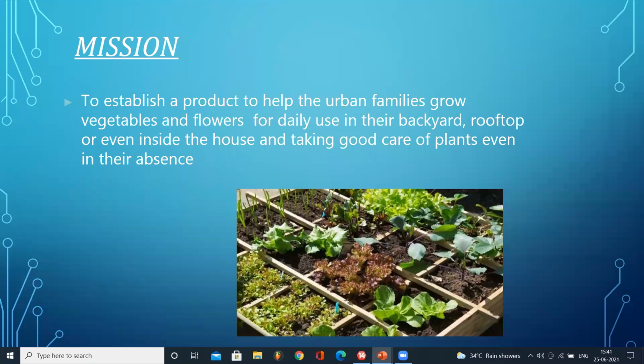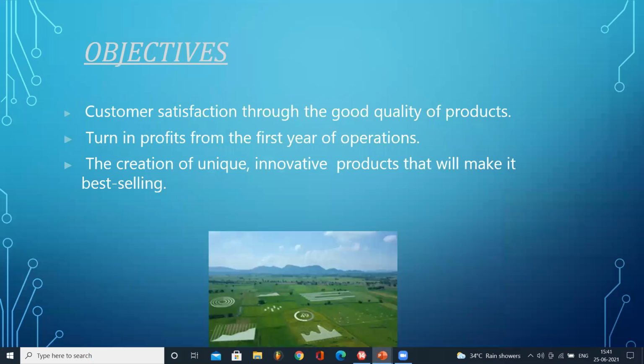Now our mission is to establish a product to help urban families grow vegetables and flowers for daily use in their backyard, on the roof, or even inside the house, and to take good care of plants even in their absence. Please move on to the next slide.